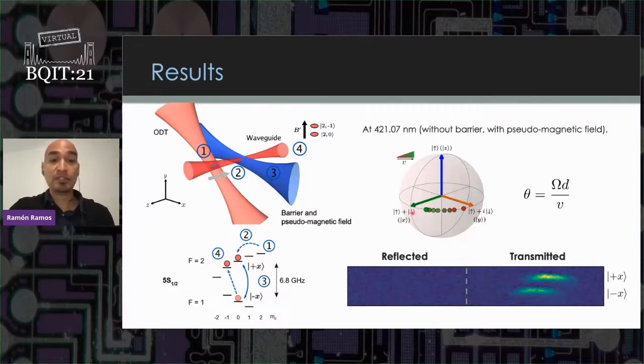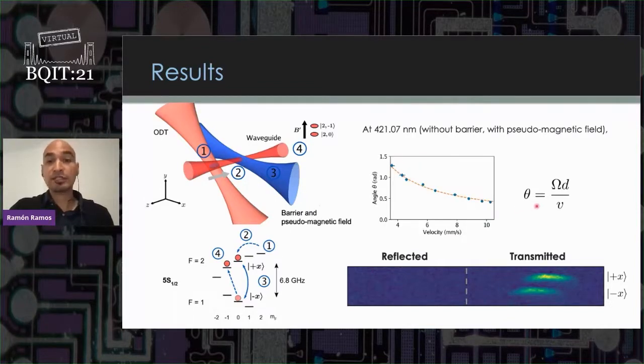If we plot our results in the Bloch sphere, the spin initially pointing along the x-axis has precessed in the xy plane. And this precession angle is essentially related to the Larmor frequency times the width of the barrier, divided by the velocity of the atoms. Our data agrees well with this prediction. So that means that we understand how our Larmor clock works.